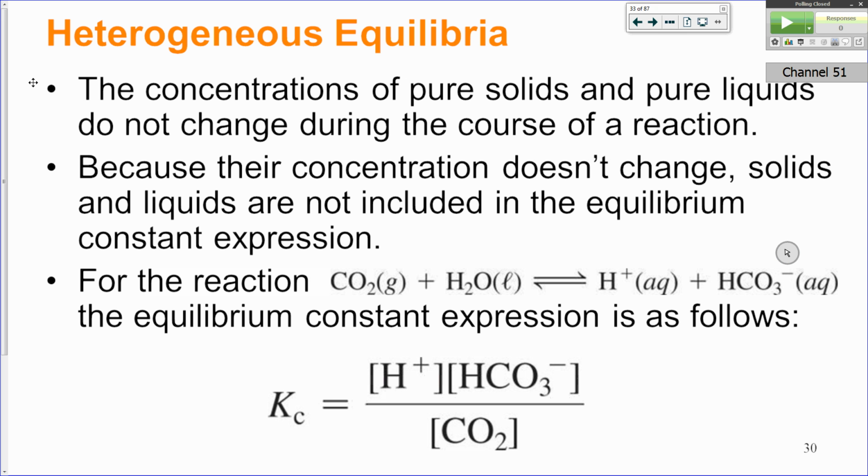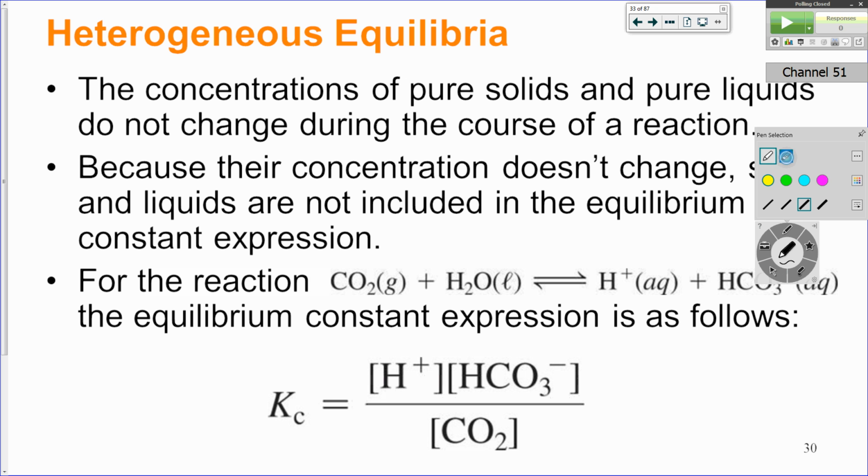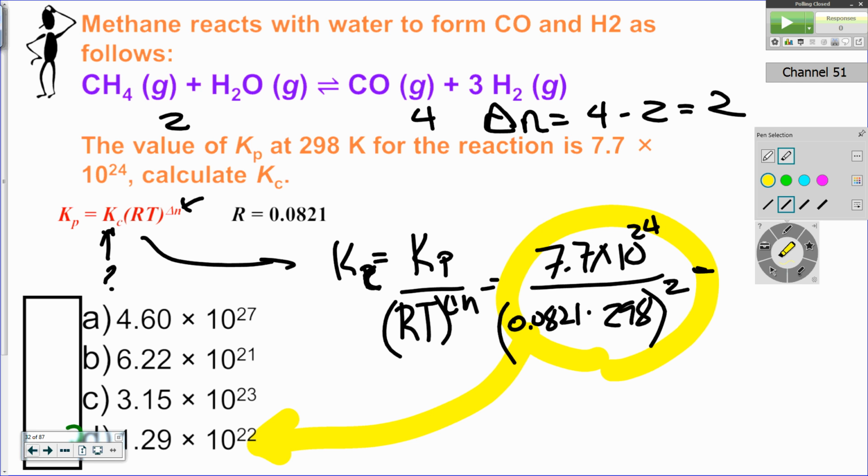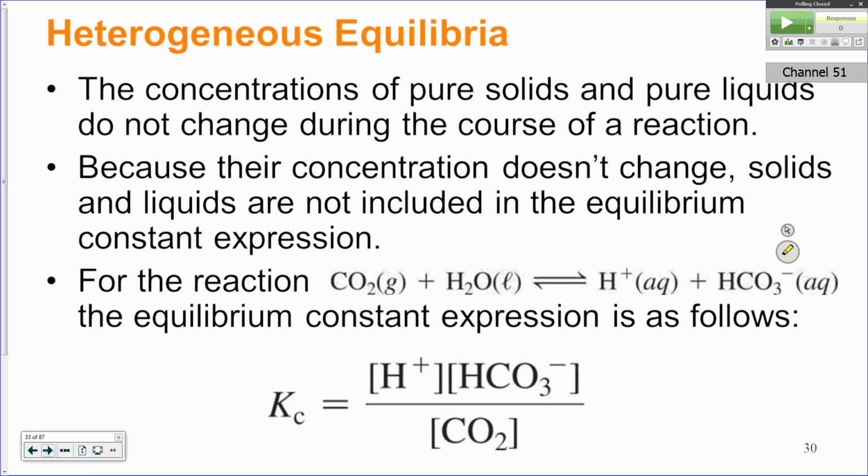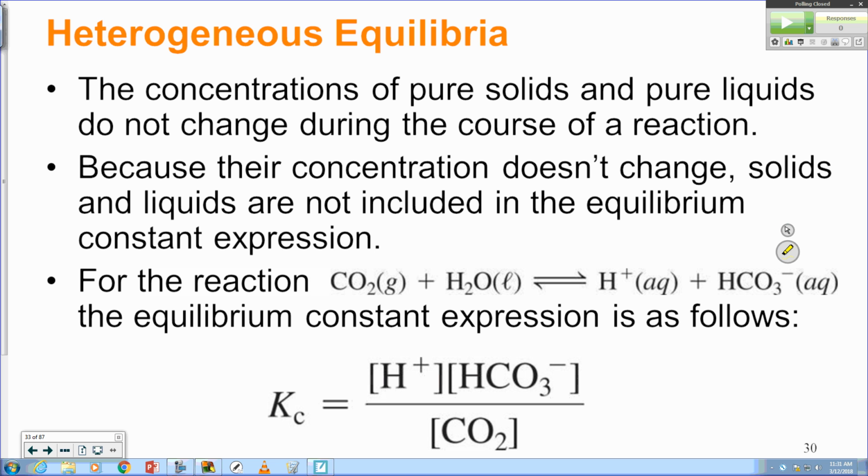So we're going to continue talking about equilibria in chapter 15. And the last thing that we talked about in our notes was looking at this clicker question with how to calculate a value for an equilibrium constant K sub C. Now we're going to continue this just a little bit, looking at a different aspect of it. And that's how we deal with everything not being in the same phase.